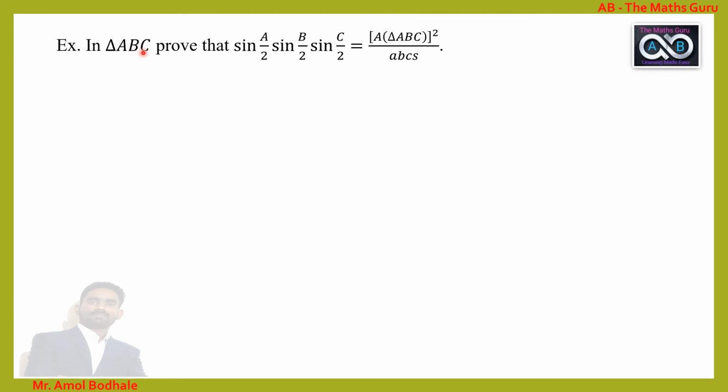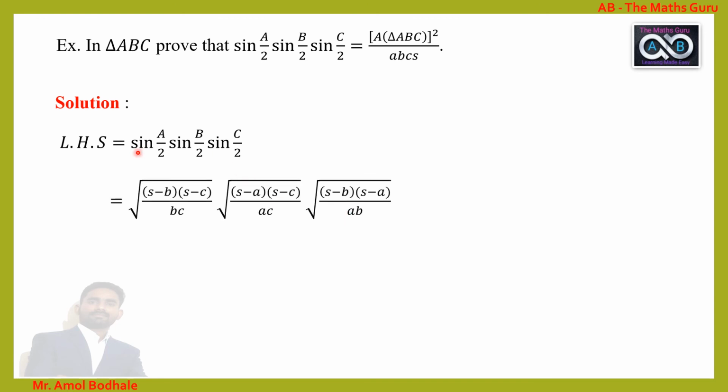In triangle ABC, prove that sin(A/2) sin(B/2) sin(C/2) equals the square of the area of triangle ABC upon a into b into c into s. So here the LHS contains sin A by 2, sin B by 2, sin C by 2, so using the half angle formula, we can put their values. Let's consider the LHS. LHS equal to sin A by 2 into sin B by 2 into sin C by 2.